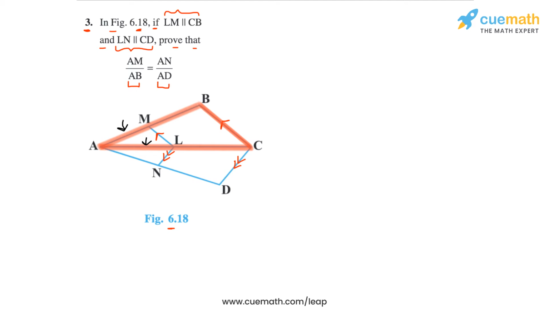Then we will apply the basic proportionality theorem to triangle ADC since LN is parallel to CD, and this will give us AN by the whole segment AD also as AL by the whole segment AC. And since both AM by AB and AN by AD are equal to AL by AC, as you see in this figure, we will get AM by AB equal to AN by AD.